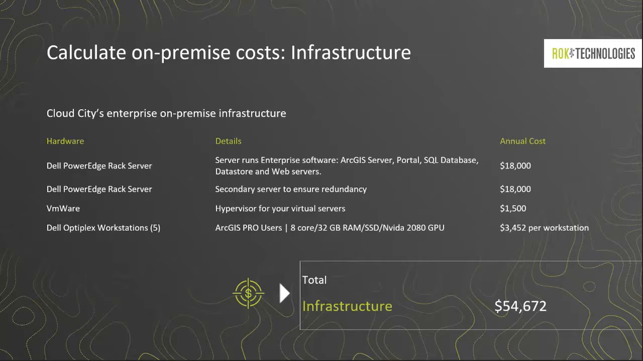So looking at what their annual cost was going to be for that envisioned modern environment, it was going to be $54,672, and that's just for the infrastructure. Keep that in mind.